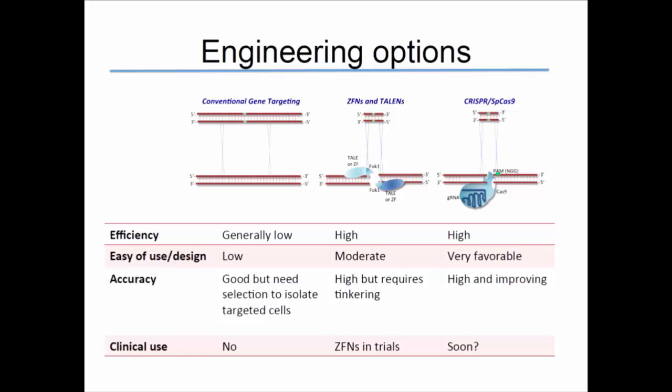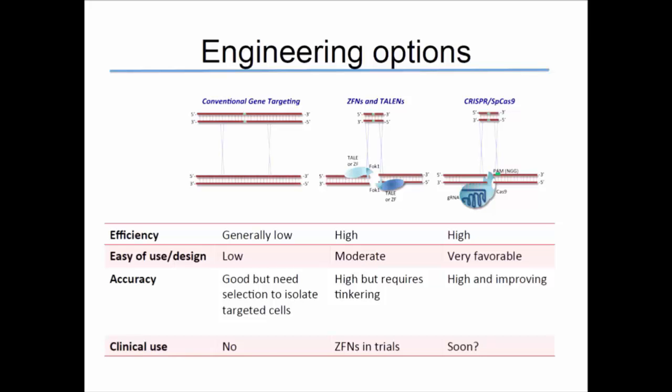We have a number of ways to edit genes. We talk now about zinc fingers, talons, and CRISPRs, but there's a historically conventional gene targeting, so-called homologous recombination, which has been actively used to make knockout mice, for example. And if we compare these, this has low efficiency. The other methods have high efficiency. This is relatively difficult to use in the sense that you need to make specific constructs, and it's non-applicable for any sort of therapeutic purpose, but it's very accurate. There's no clinical application of this.